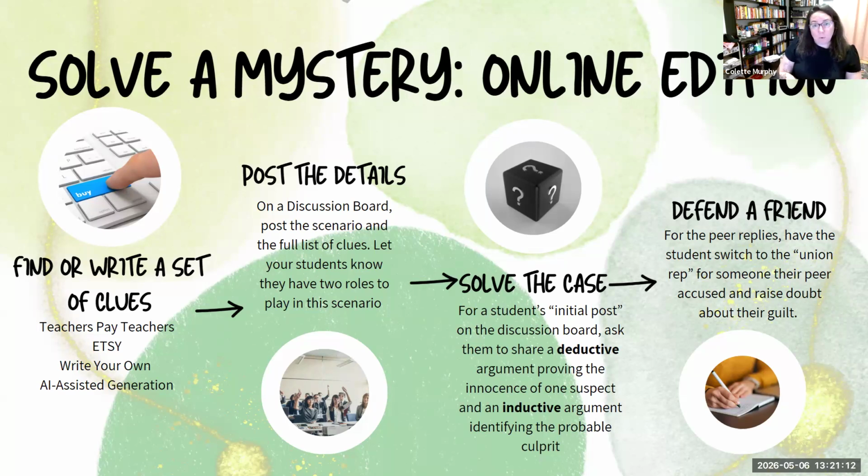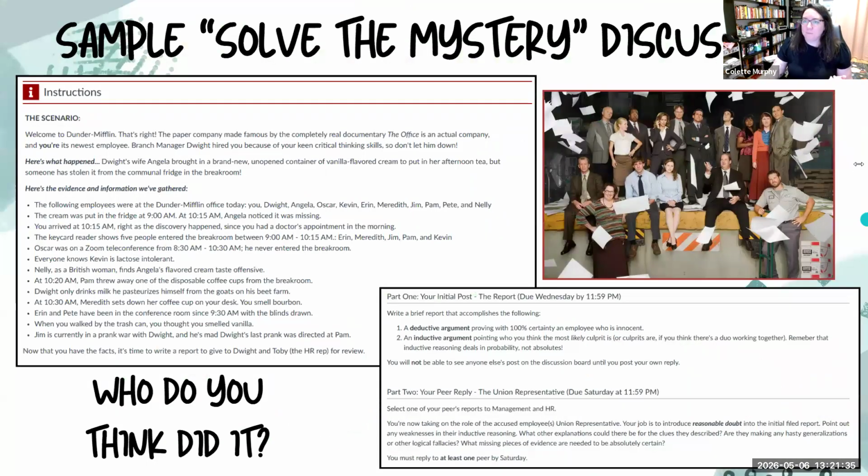And then for their replies, I call it the defend a friend, where you go to someone else's initial post and whomever they have accused, it's your job to introduce reasonable doubt. What information might they be missing? What other parts of the story, what clues are they ignoring? Anything of that nature. This is the one I currently have up.